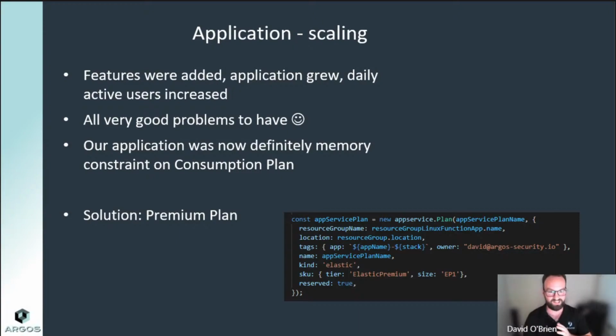So our application was now definitely memory constrained on this consumption plan. So we had a decision to make. We could have probably refactored the app. We could have deployed functions into other function apps, split them up onto other plans, spent time and money really doing that, or just deploy the application into a premium plan. And as that meant that it was really just changing these 2 lines of code and waiting 5 minutes for the pipeline to deploy these new infrastructure changes, this was really an easy decision to make. We ended up deploying into that premium plan.